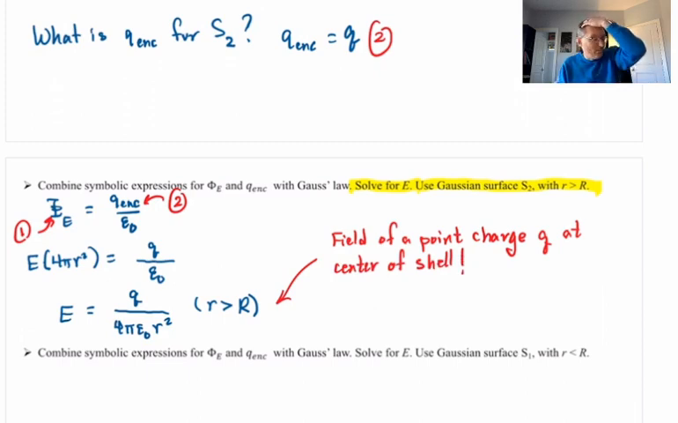And that's what we wanted to prove. That's shell theorem number 1. If you have a spherical shell of charge and you want to know what's happening with the electric field outside, all you've got to do is take the shell and collapse it down to a point at its center and put all the charge there. And then just use the formula for the electric field of a point charge. Can't get much easier than that. Okay?